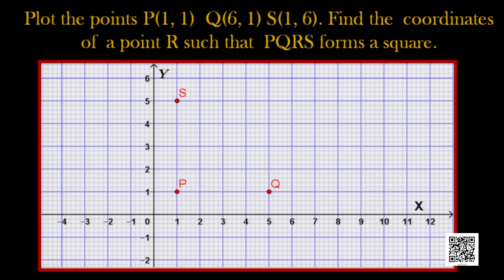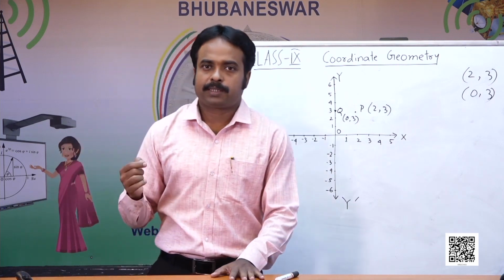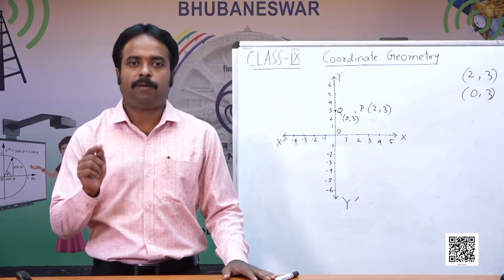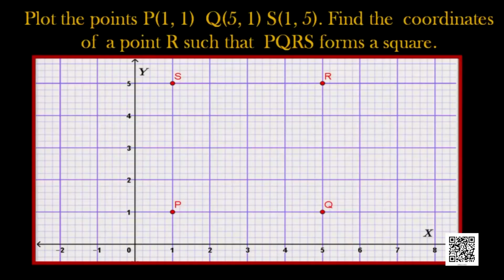Now if you observe this, what is the length of PQ? You may see that the length of PQ, that means the distance, is 1, 2, 3, 4, 4 units. In the same way, the distance between P and S is 4 units. That means we have to take a point R such that all of them will form a square. Now if we take the point R here, then you may see that they will form a square.